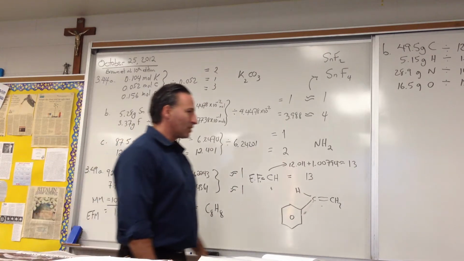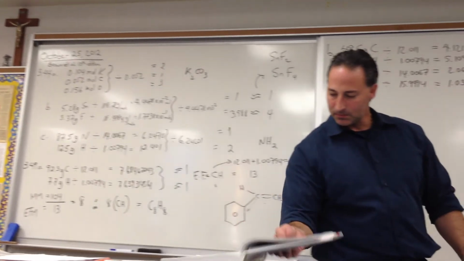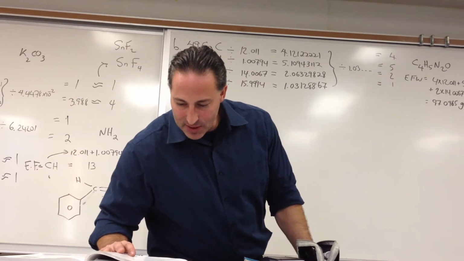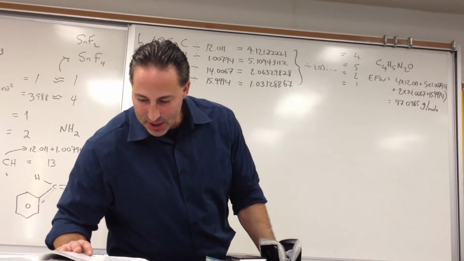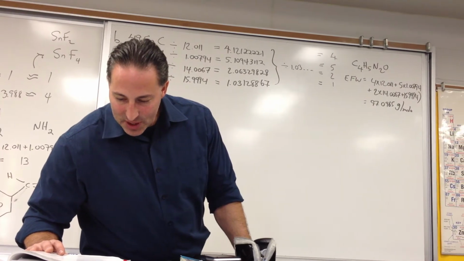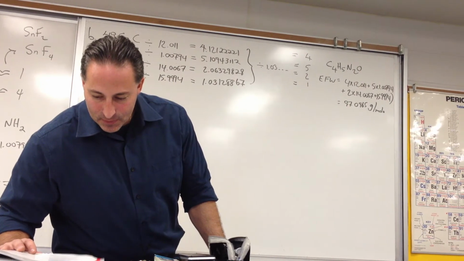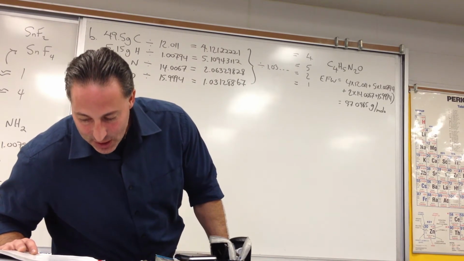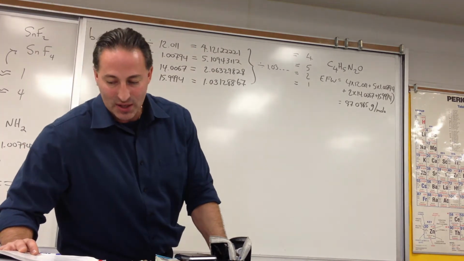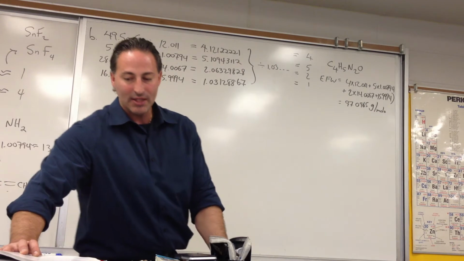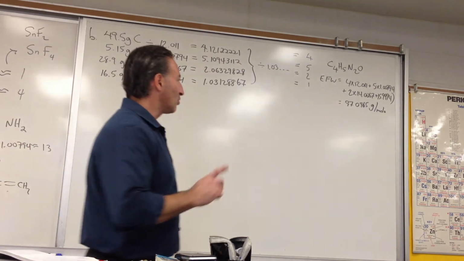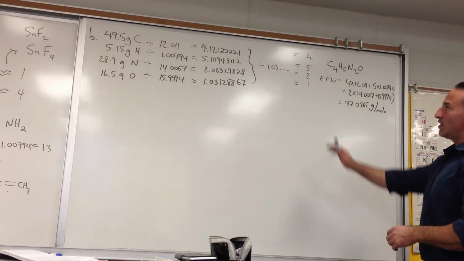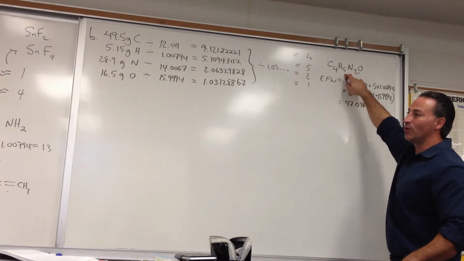On the next one, 349B, it's on the next board. We are asked, caffeine, a stimulant found in coffee, contains 49.5% carbon, 5.15% hydrogen, 28.9% nitrogen, and 16.5% oxygen by mass, and has a molar mass of about 195 grams per mole. So when it gives you the molar mass, then you know that you have enough information to find out the true formula. If they don't give you the molar mass, you'll have to stop at empirical formula.